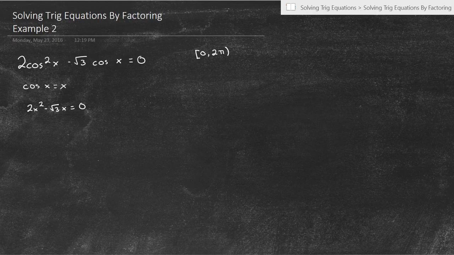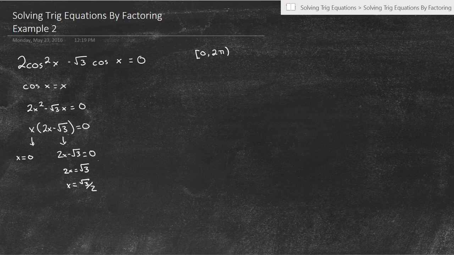So then we can take out an x in here. So we get x, and then we've got 2x minus root 3. We just factored out an x. And that equals 0. And now we really already have it factored. So now we can just set each factor equal to 0. So from here we're going to get x equals 0. And here we're going to get 2x minus square root of 3 equals 0. So we're going to get 2x equals square root of 3, x equals root 3 over 2.